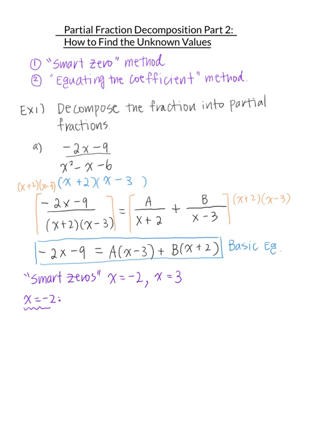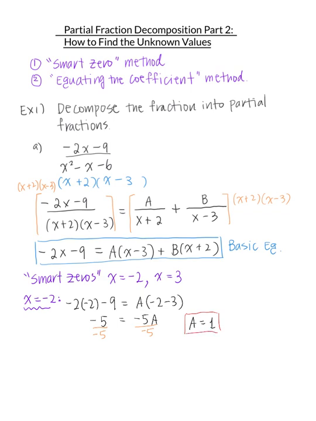So this is going to be negative 2 times negative 2 minus 9 equals a times negative 2 minus 3, and then plus b times 0. So I'm not even going to write that. Now this is going to be minus 5. Is that right? 4 minus 9? Yeah. Minus 5 equals negative 5a. So dividing by negative 5 on both sides, our a is going to be positive 1. So we got ourselves an a.